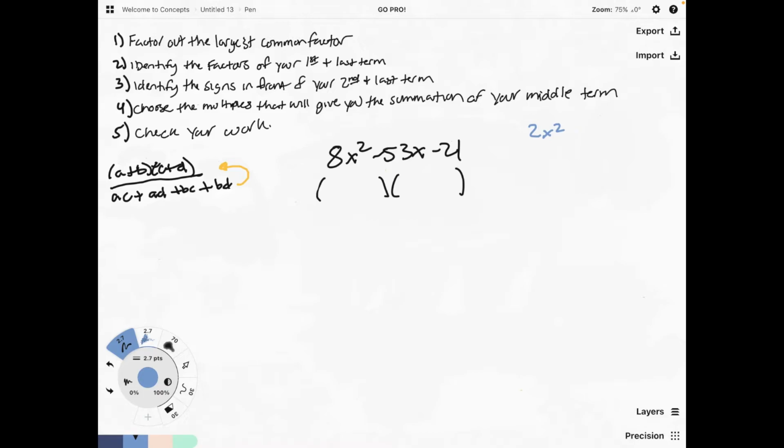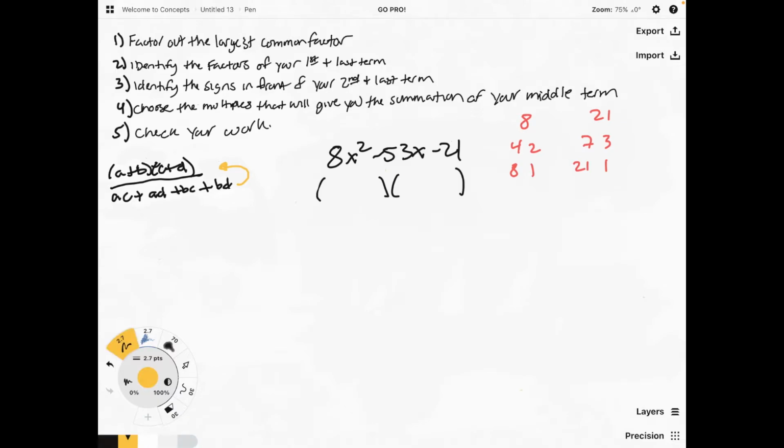So with step 2, it says to identify the factors in your first and your last term. If we look at 8, we know that the factors are 4, 2, 8, and 1. And if we look at the factors of our last term, which is 21, we have 7, 3, 21, and 1. Okay, so step number 3, we need to identify the signs in front of your second and last term.